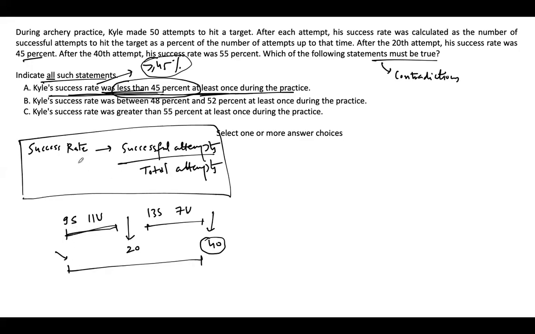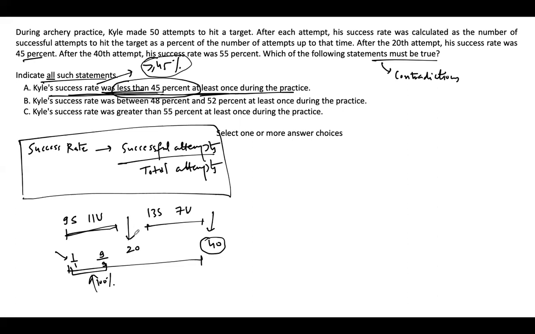What if this guy, Kyle, has continuous successes? For example, first attempt success. So what would be the success rate? 100%. Till 9 attempts, all successes. So on the ninth attempt, he'll have 100% success.